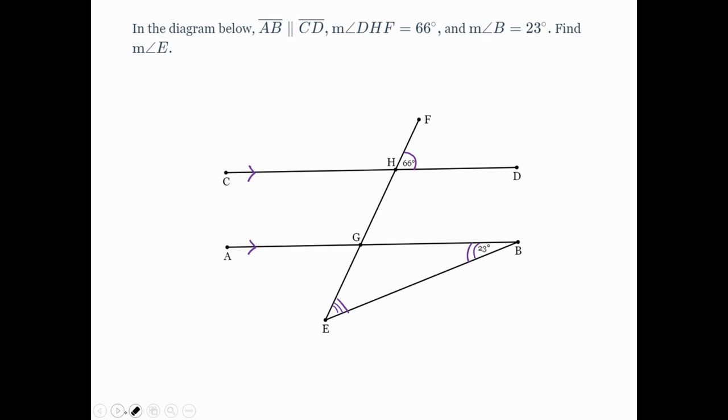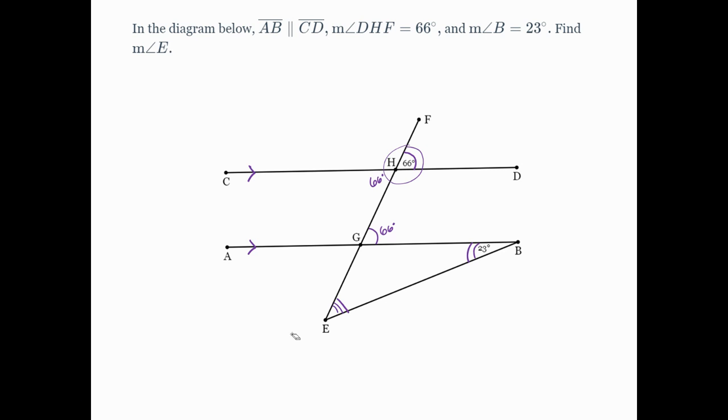So I'm going to see what I can do with the other angle. If I look at my other angle, I know 66 degrees would be vertical angles with this one. So that's also 66. Doesn't really help me out though, in terms of getting down to angle E. A couple different ways I could go from there. If I do corresponding angles with angle DHF, the corresponding angle would be here, also 66 degrees.